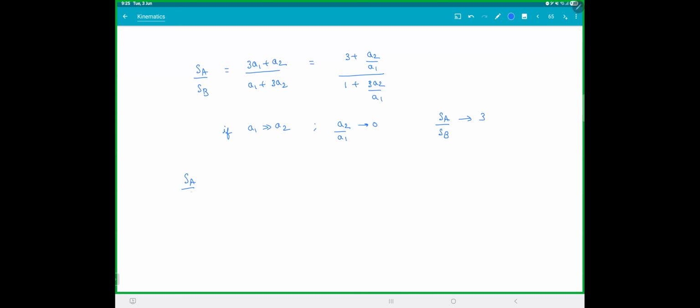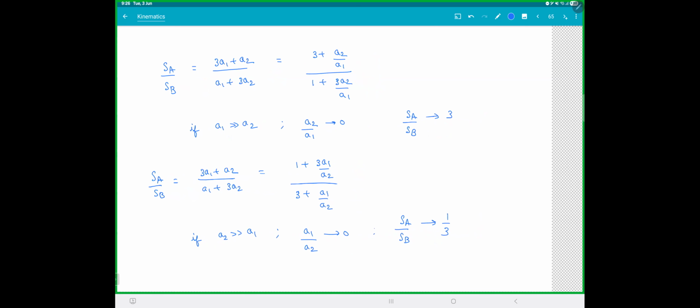Similarly, I can write this thing in another way. This time take out A2 common. Then it will be 1 plus 3A1 by A2 by 3 plus A1 by A2. Now this time I will assume A2 is much greater than A1, meaning A2 is a very large value. That means A1 by A2... See, if you're dividing a value with a large number in the denominator, you'll get very close to 0. This will give you a ratio SA by SB tending to 1 by 3.